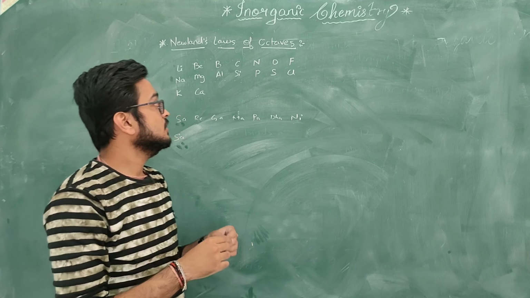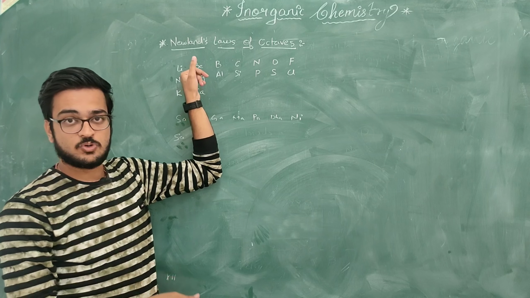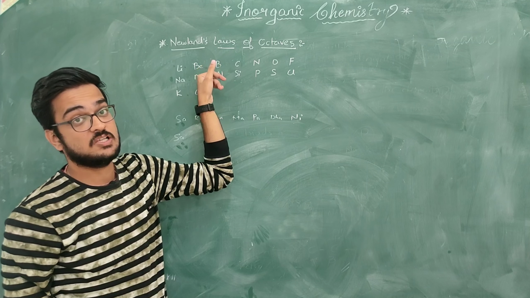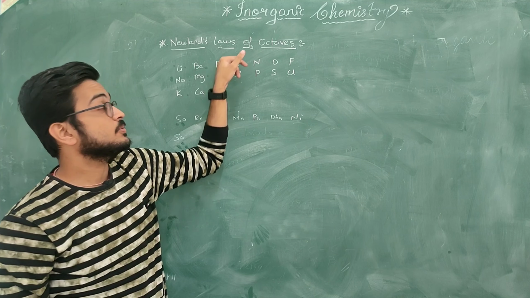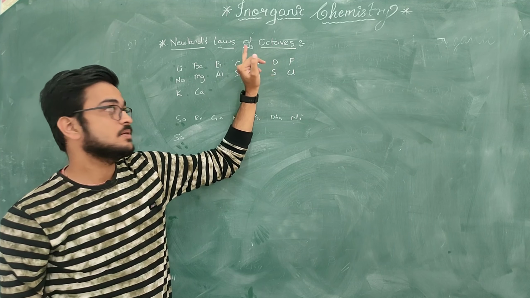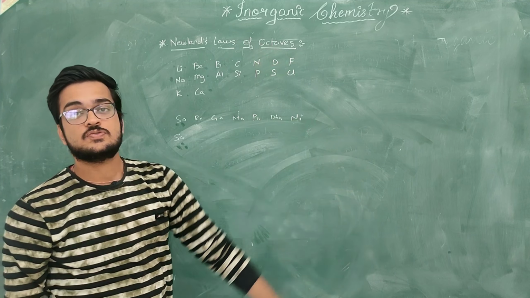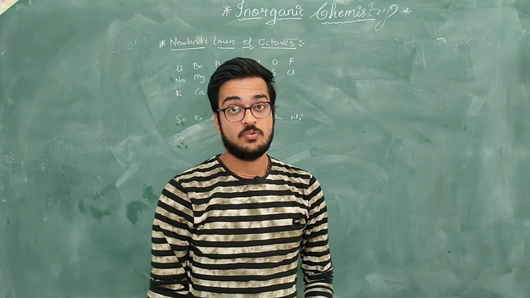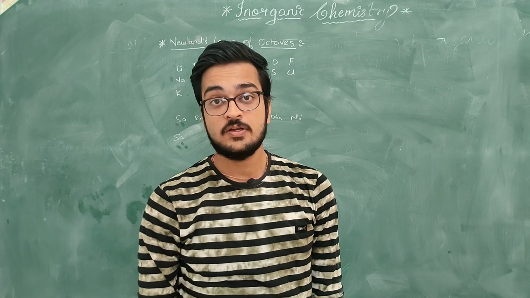But still you can say the properties of lithium are the same as sodium and potassium. Properties of beryllium, magnesium, calcium are the same. Yes, properties of boron and aluminium are the same. Properties of carbon and silicon are the same. Properties of nitrogen and phosphorus are the same. Properties of oxygen and sulfur are the same. Properties of fluorine and chlorine are the same.